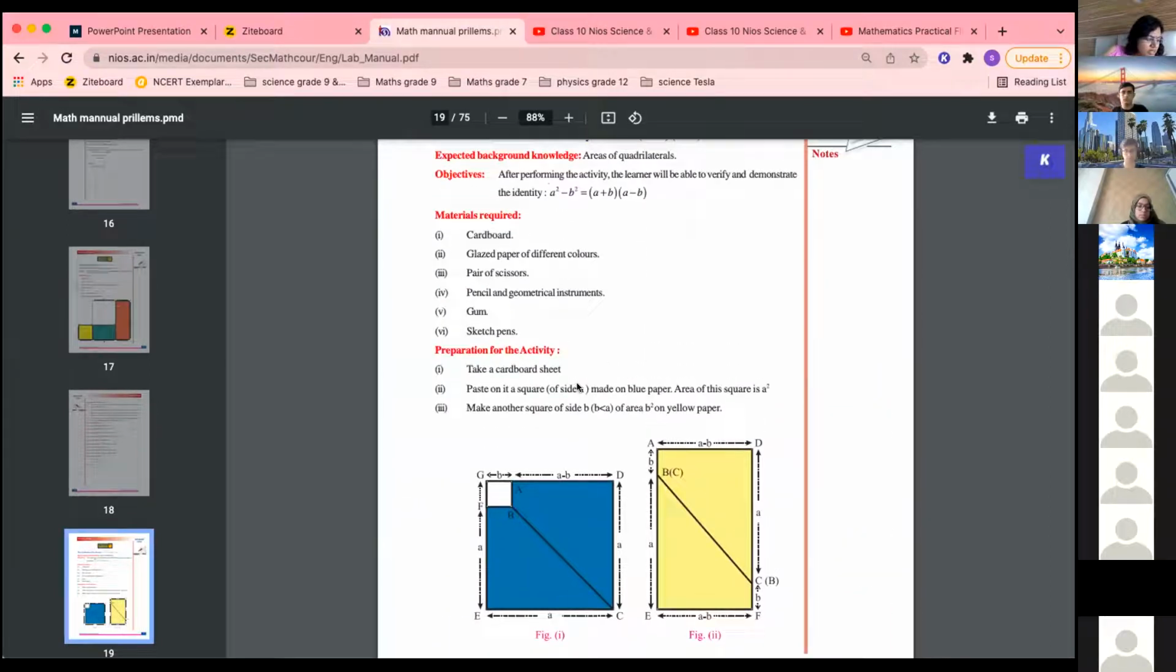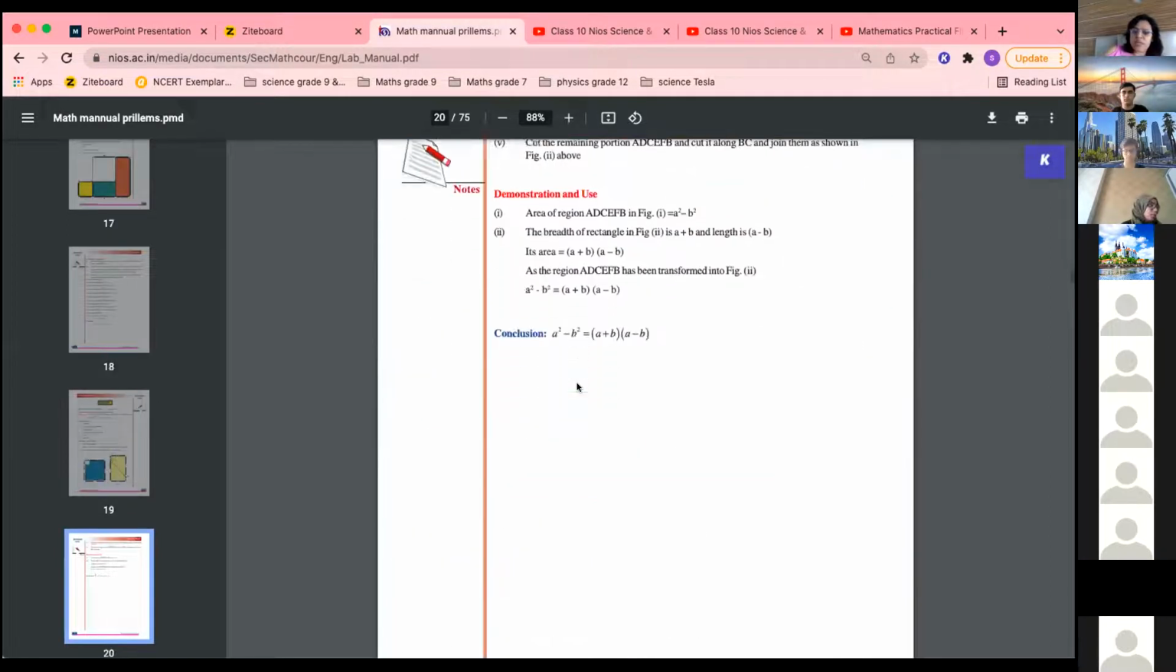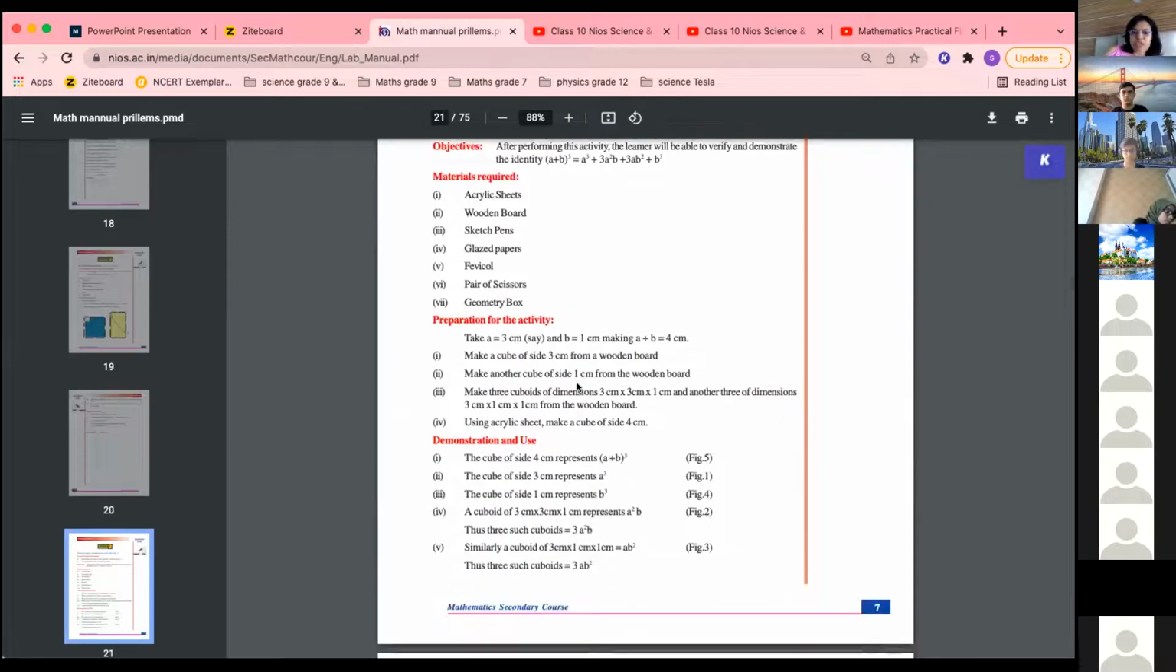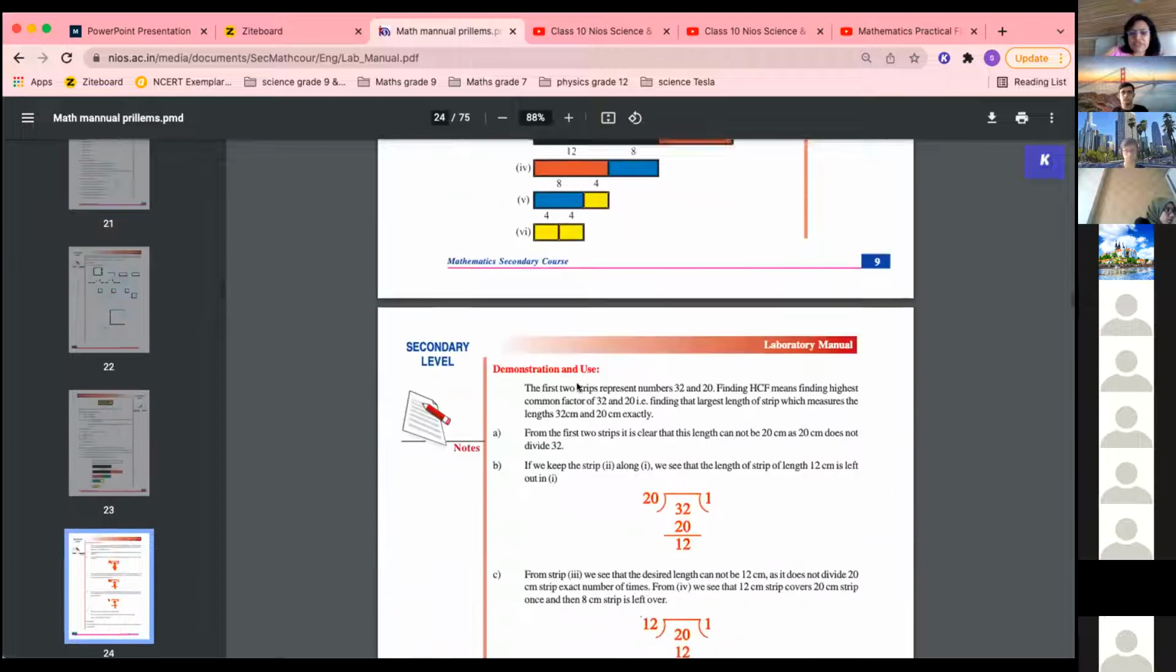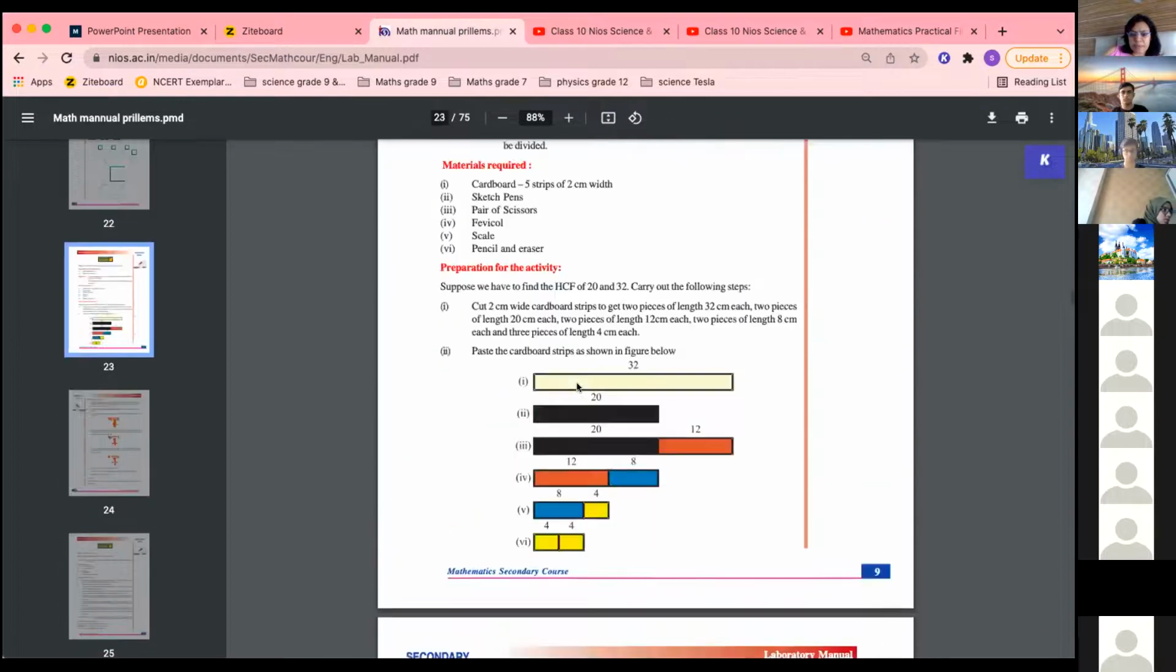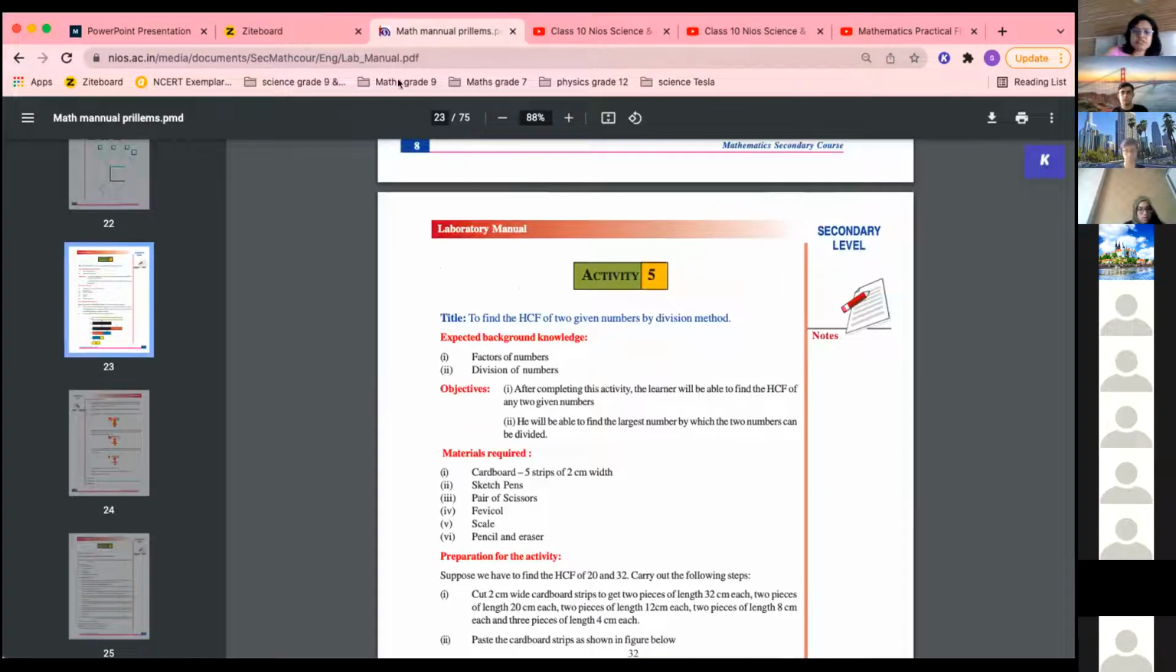Next, after activity 1, activity 2, activity 5. Okay, because all these are similar. So take one, activity 5. Activity 5 is what? HCF. Okay. Are you writing, Daniel?